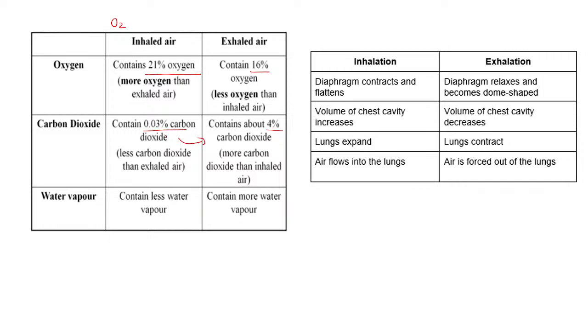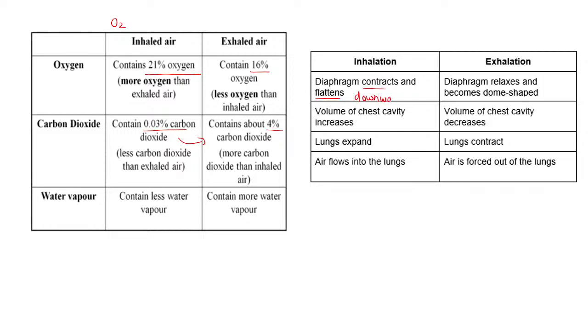Therefore, we say we breathe in oxygen-rich air and we give out carbon dioxide-rich air. And this is a summary of the inhalation and exhalation process that is put up over here in this table. As I already told you, during inhalation what happened? The diaphragm contracts and it flattens. That is, it moves downward, isn't it?